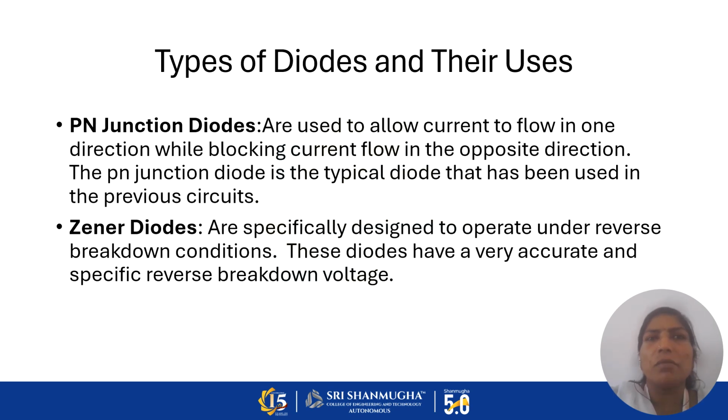Next, advantages of PN junction diode. PN junction diode has small size, low cost, high efficiency, long life, and fast switching speed. Then the disadvantages are that it is sensitive to temperature. Another one is limited power handling.